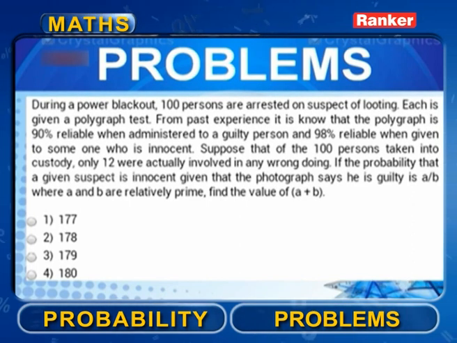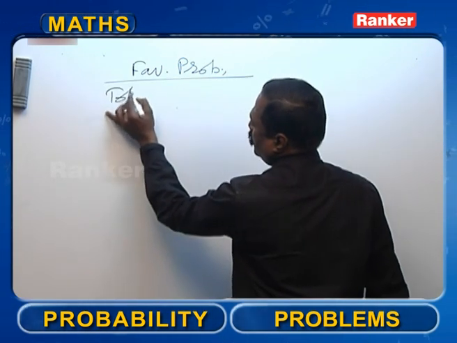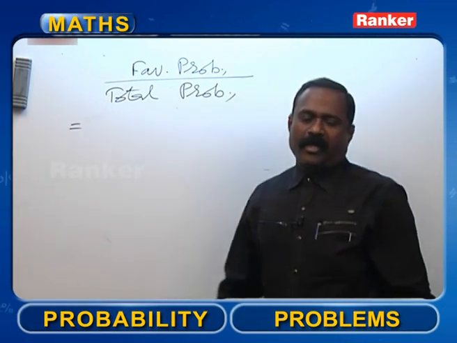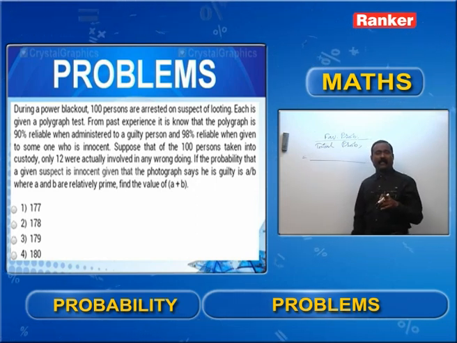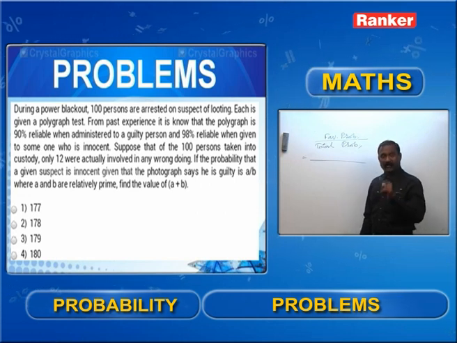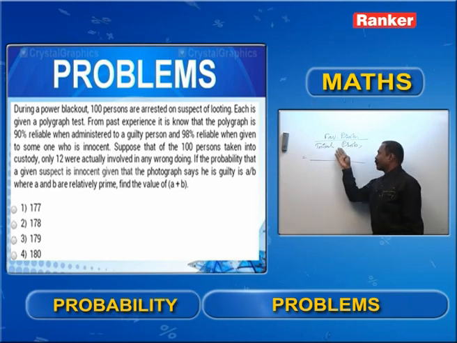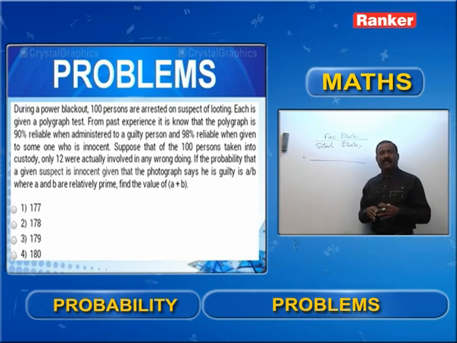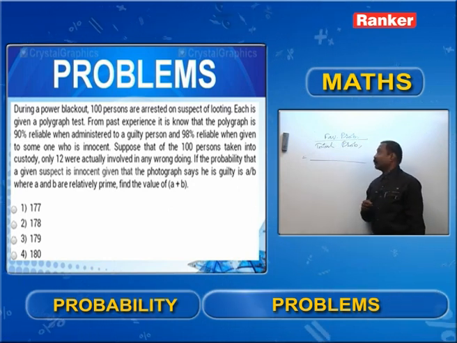So, understand that during a power blackout, 100 persons are arrested. What we require is simply favorable probability upon total probability. Whenever you work out problems based on probability, always write the denominator first. What is the denominator? The total number of outcomes. In this case also you have to write total probability. If you write total probability, then you will understand better what our favorable probability will be. That is why, try to answer probability questions first by finding the denominator, which is, according to the classical definition of probability, the total probability.